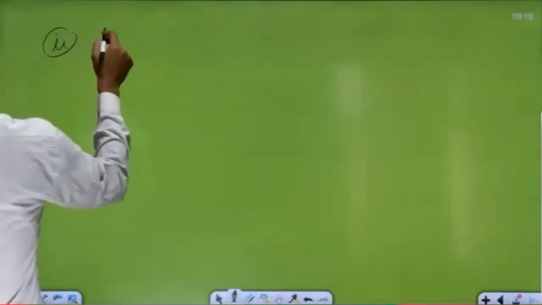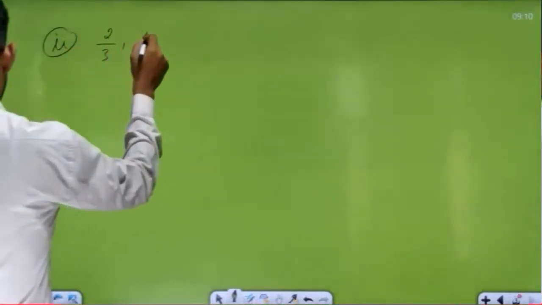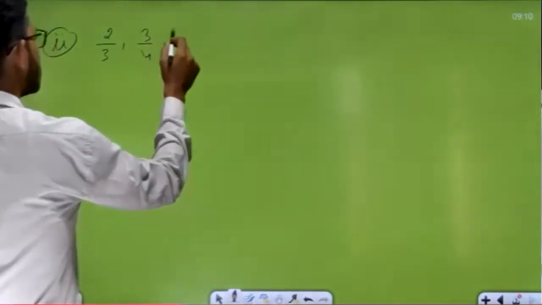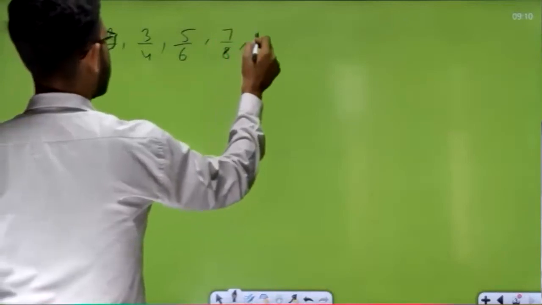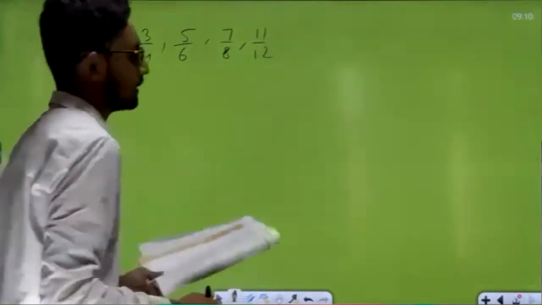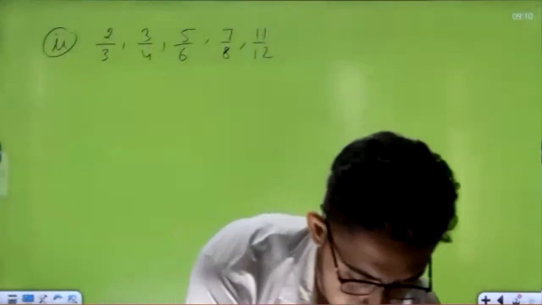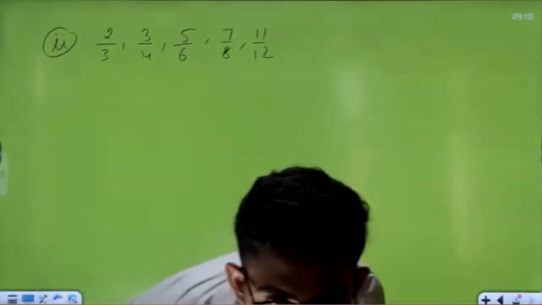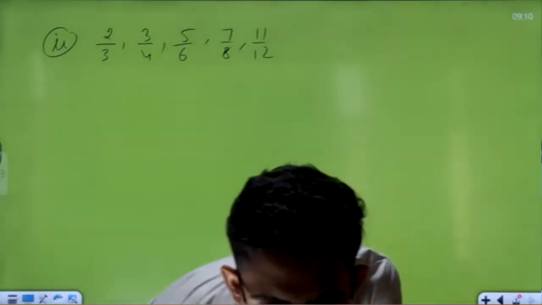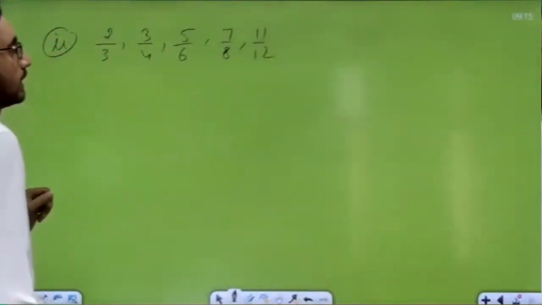So write down first of all what is the correct question. Second part, that is 2 upon 3, 3 upon 4, 5 upon 6, 7 upon 8, 11 upon 12. Done. All of you do this question fast. Okay, now all of you focus on this question only. So how will we solve the question?